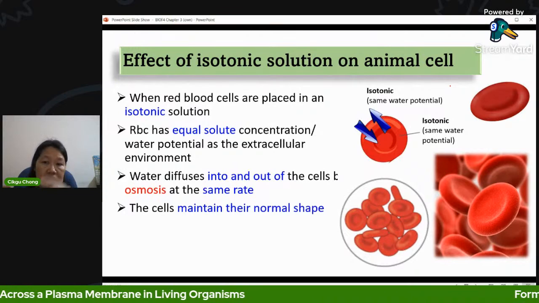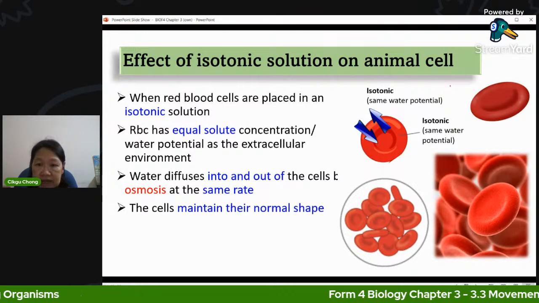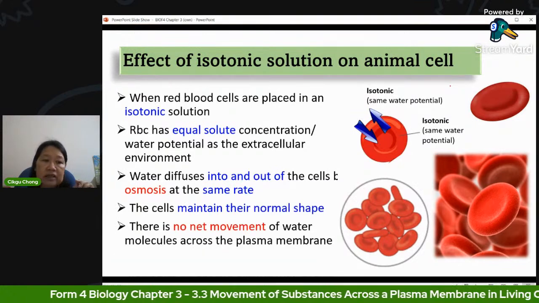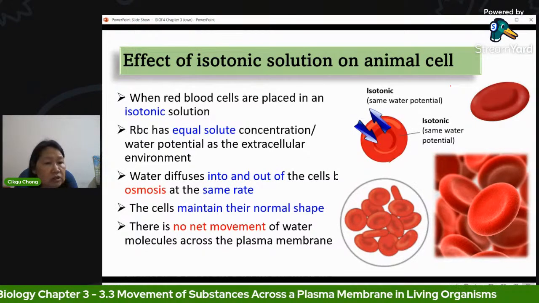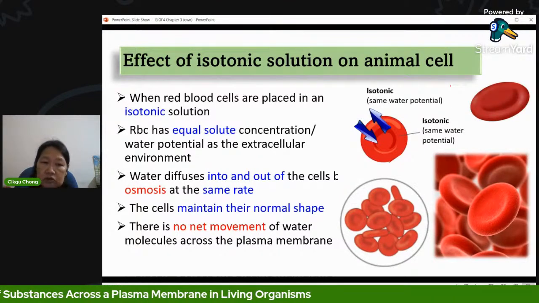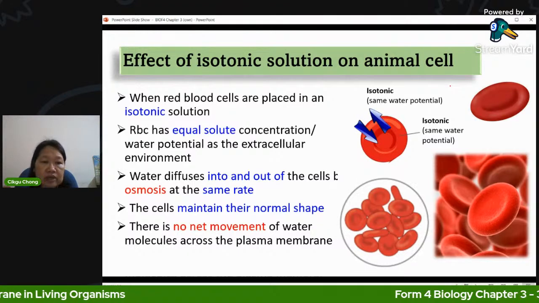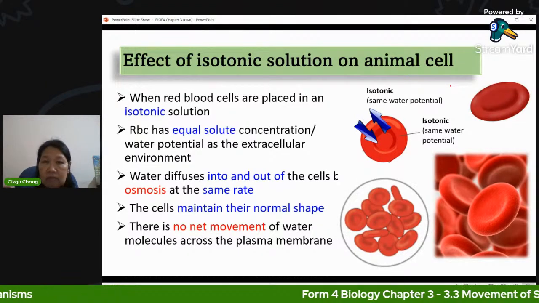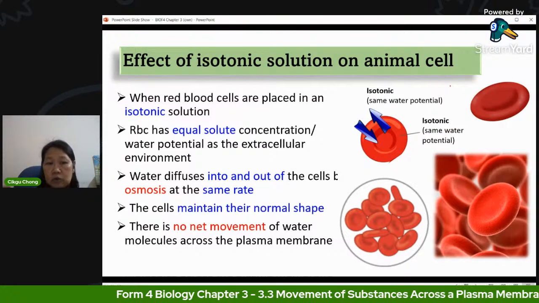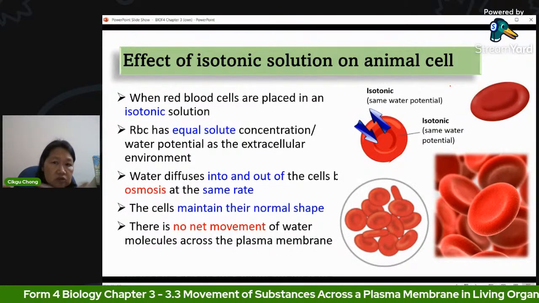So you draw the perfect biconcave shape, slightly indented in the middle. The cells will maintain their normal shape, and there will be no net movement of water molecules across the plasma membrane. You cannot say no movement, you must say no net movement. It makes a difference. No net movement means there is still movement, but how much goes out and how much goes in is the same. No movement is wrong. There is still movement.